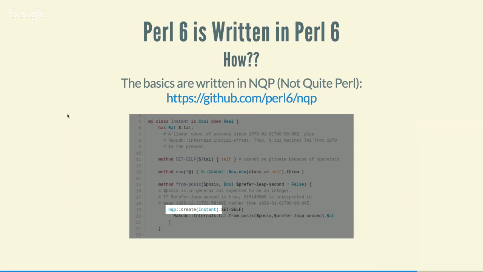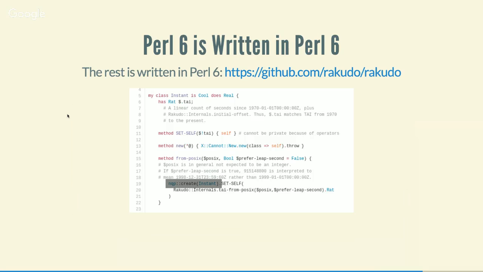That's the link if you need documentation for it. And on the screen, you can see a random piece of code of the compiler. The highlighted bit is the only thing that uses NQP, and it's essentially like using a module. You include a module, you call some methods on it. In this case, I think the NQP creates an object, and everything else is written in Perl 6.